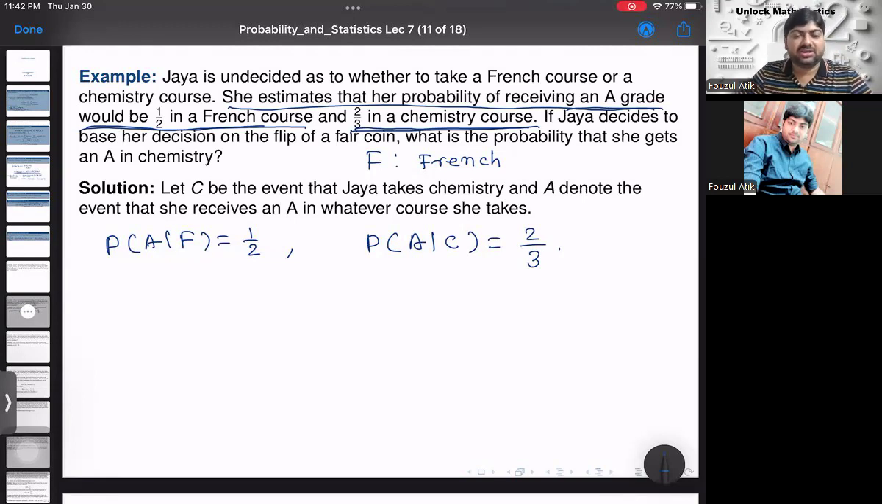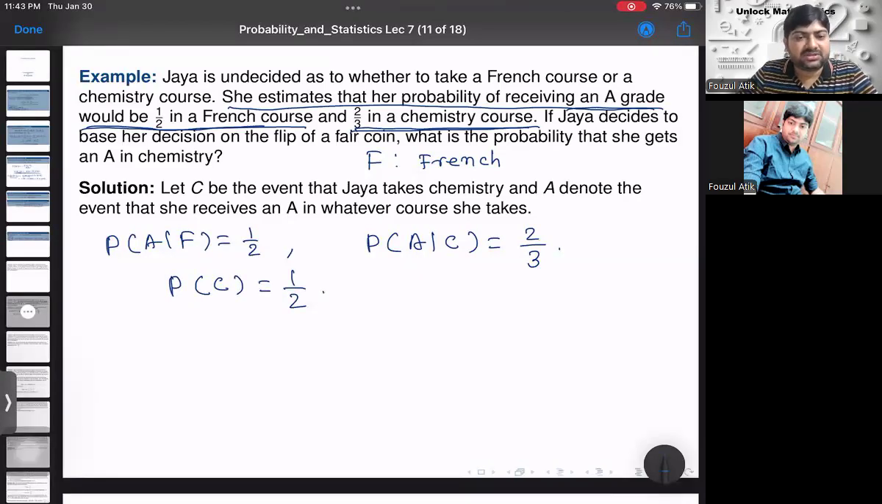Now, if Joya decides to base her decision on the flip of a fair coin, let us again find one more thing. Can you tell me the probability that Joya will choose the chemistry course? So how does she decide? She will flip a coin. If it is one side, she will take chemistry. On the other side, she will take the French course. So what is the probability that she will take a chemistry course? Yes, it should be 1 by 2.